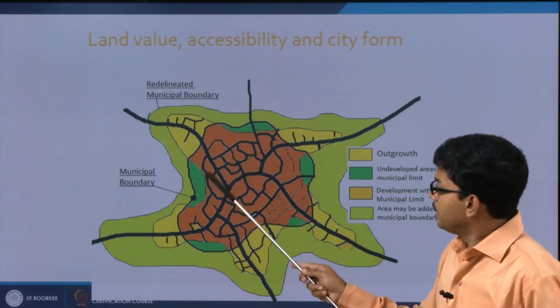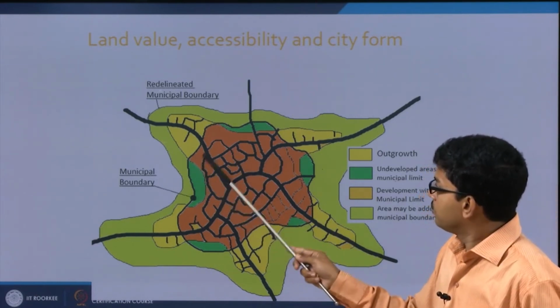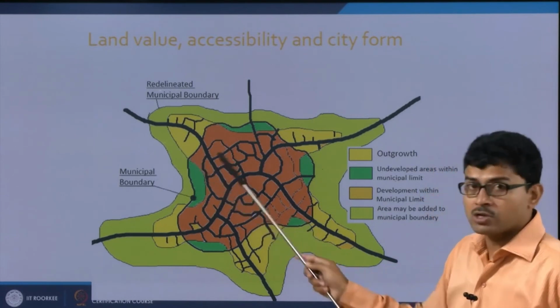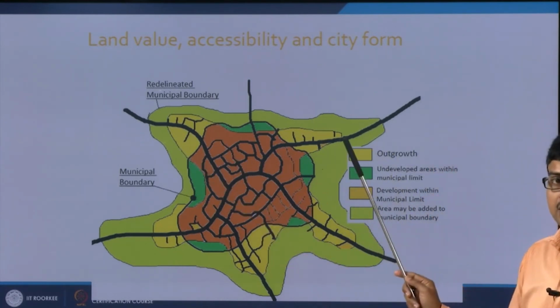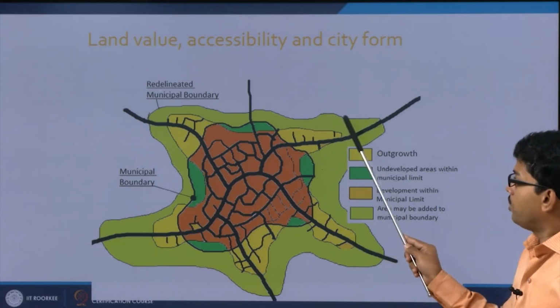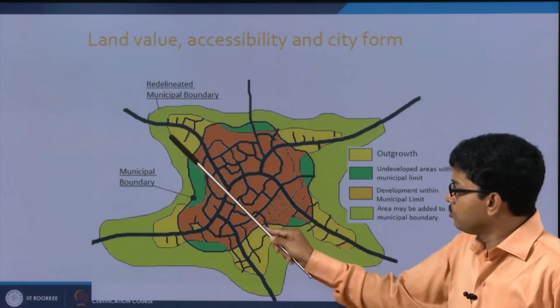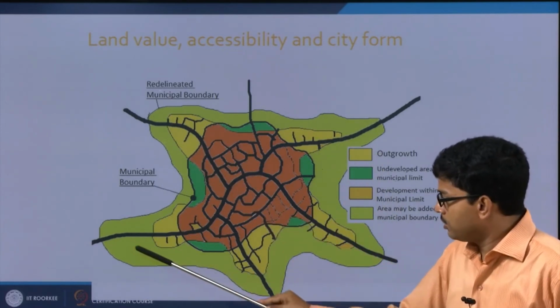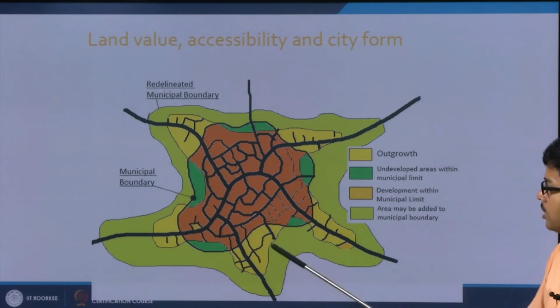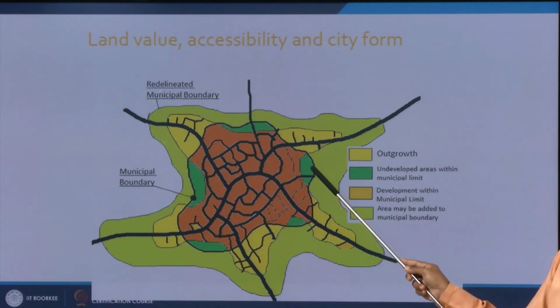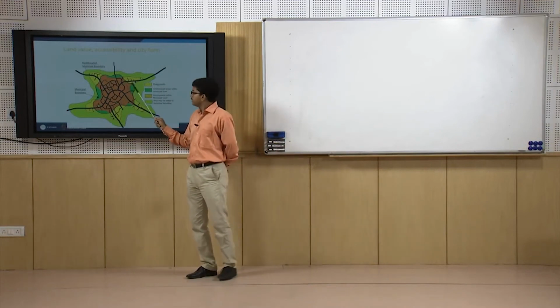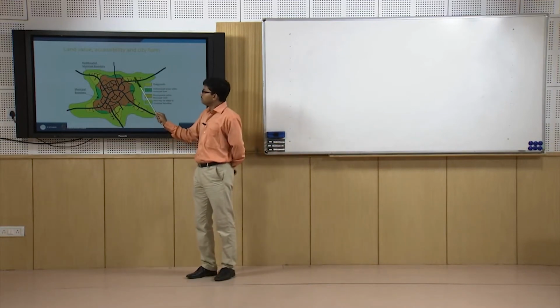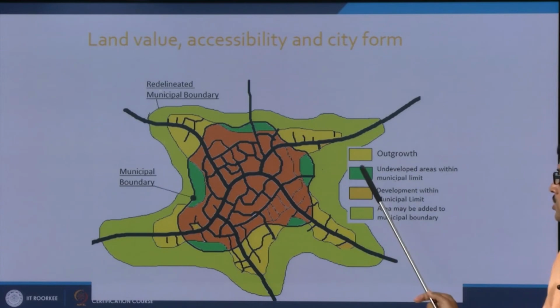Even if this is the municipal boundary, the city growth will be based on the land value and the connectivity. So, here our planning intervention should cover all the areas, including future prospective areas where the land value will be very high, because you can see this green area which is undeveloped even within the municipal limit, and this area beyond the municipal limit or the city limit is developed area.